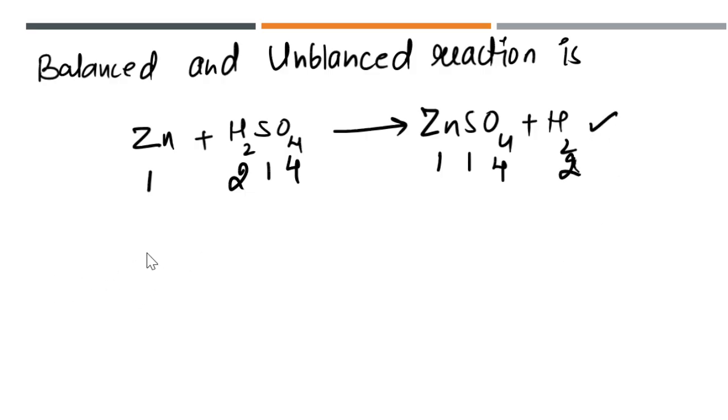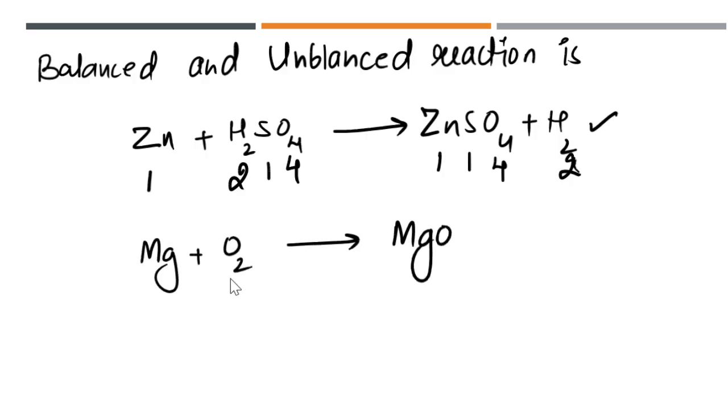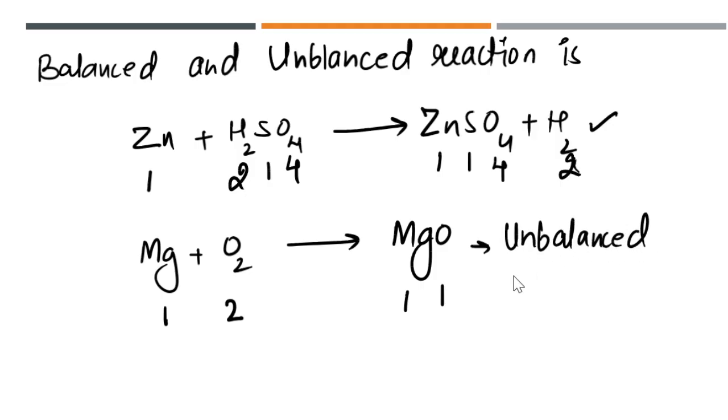If we are taking another reaction, magnesium plus oxygen, to give us MgO. So on the left hand side there is one magnesium and there are two oxygen. And on the right hand side we have one magnesium and one oxygen. So the oxygens are not balanced. Therefore, this is an unbalanced chemical reaction or equation.